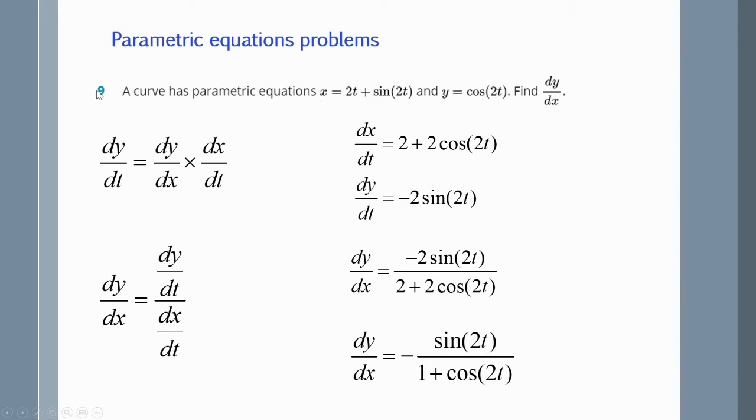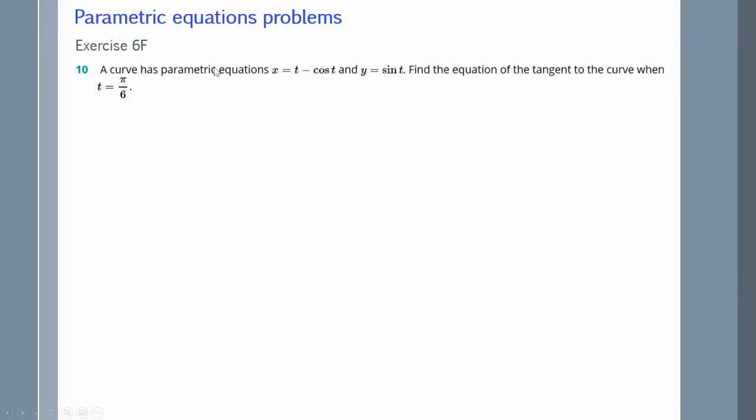So that's one of the examples from the textbook, how to find dy/dx given x as a function of t and y as a function of t. Similar example, again we have two parametric equations, x as a function of t and y as a function of t. Find the equation of the tangent to the curve when t equals pi on 6.